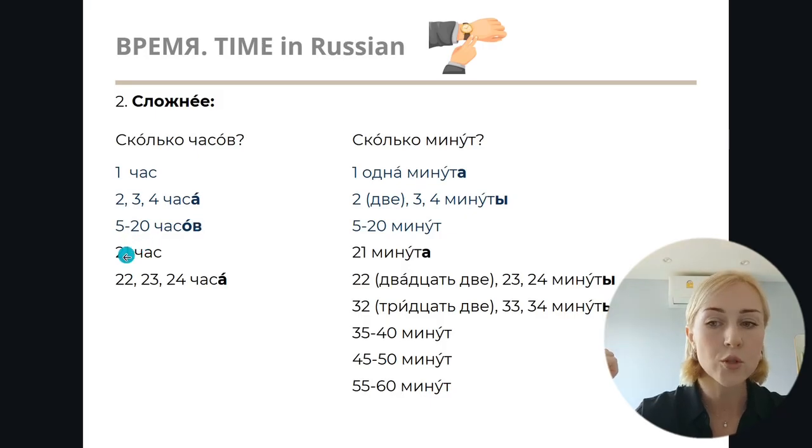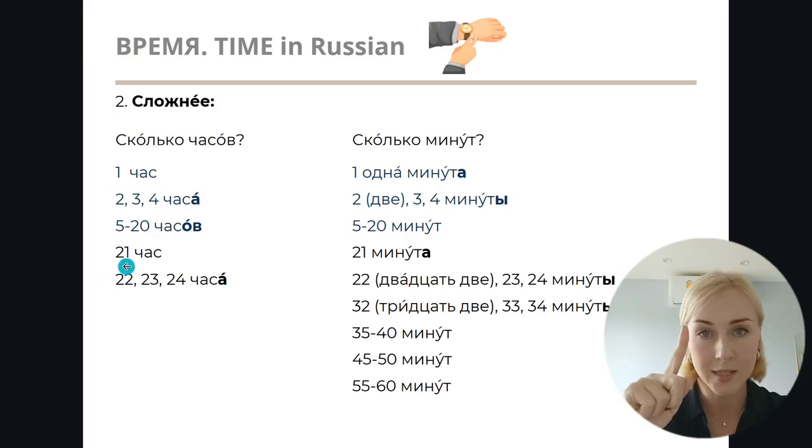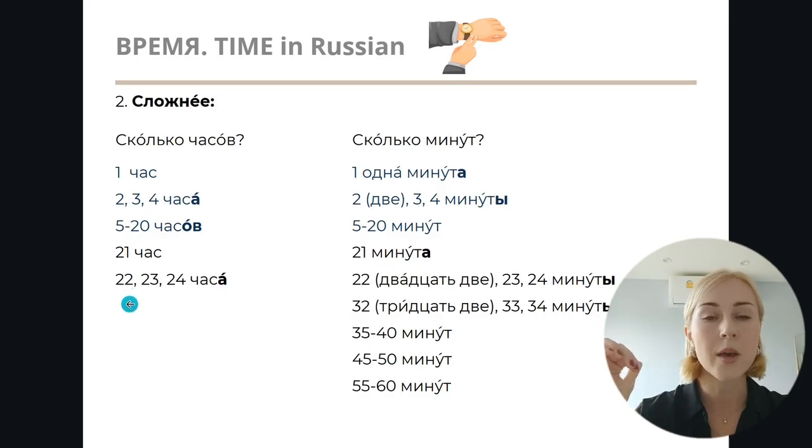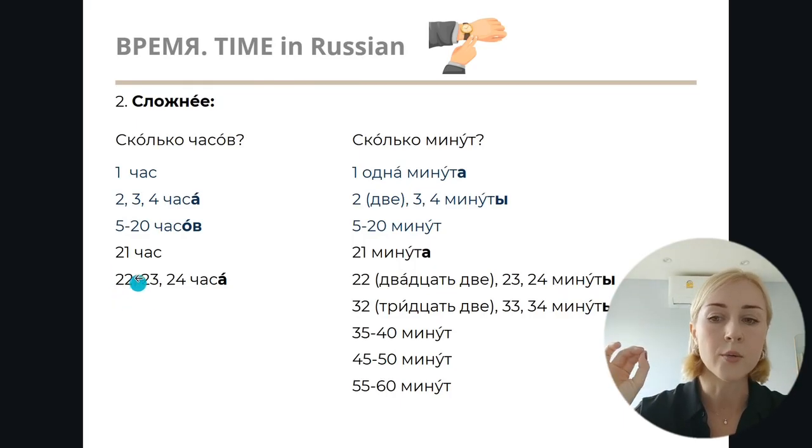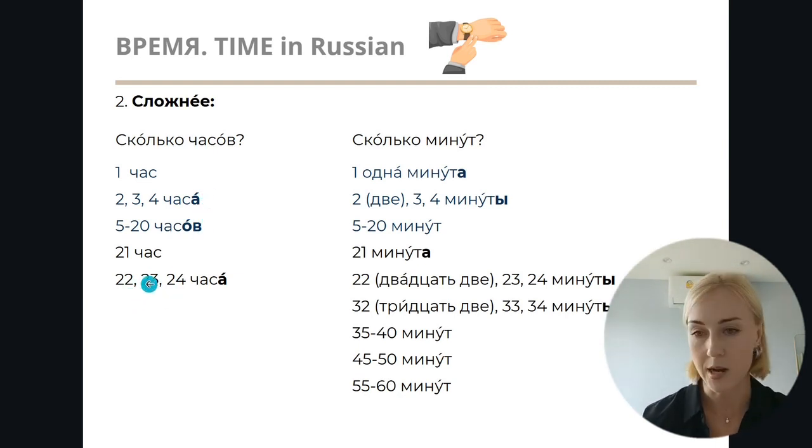You have to focus on the last number. Here we see 1. Да? With 1 we use nominative. So you just say 21 час. It doesn't matter how big the number is. You always have to look at the last number. Понятно? So here we have 22. Да? We have number 2 here. We focus on number 2. With number 2 we say часа. Понятно? 22 часа. 23 часа. 24 часа. Okay?